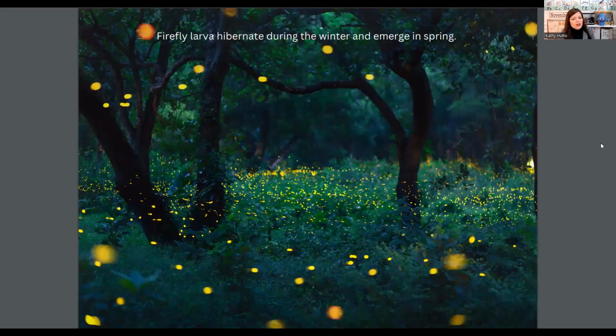Fireflies don't survive the winter, it's super cold, but their larvae do. They stay buried deep in the ground. They hibernate, just like bears hibernate during the winter time. But when springtime comes, they emerge. Brand new fireflies fill the forest once again.